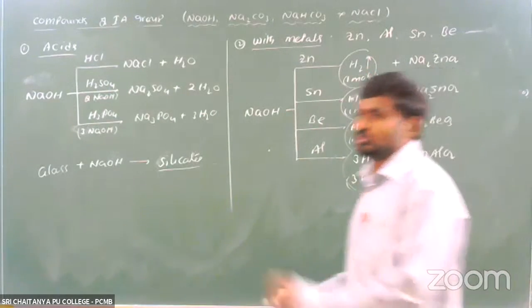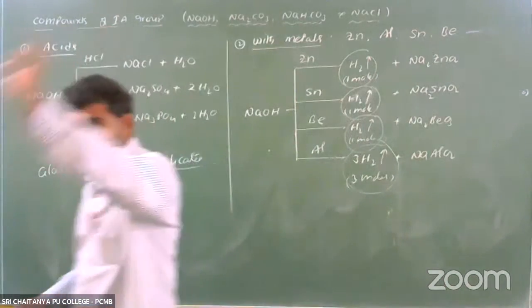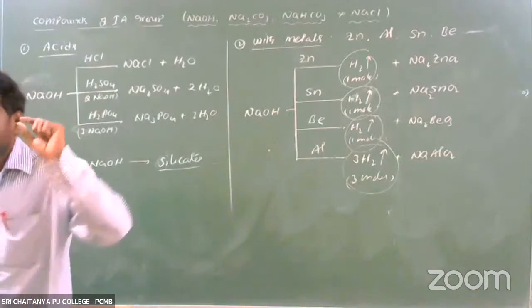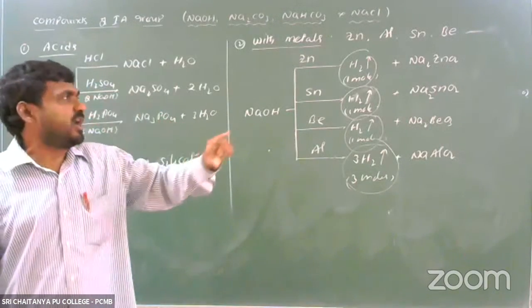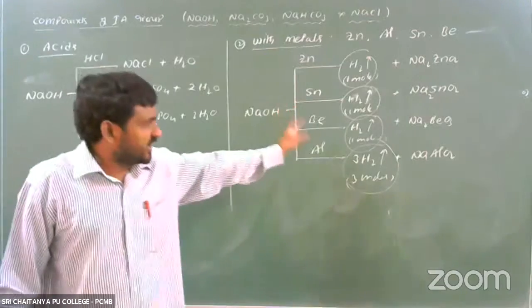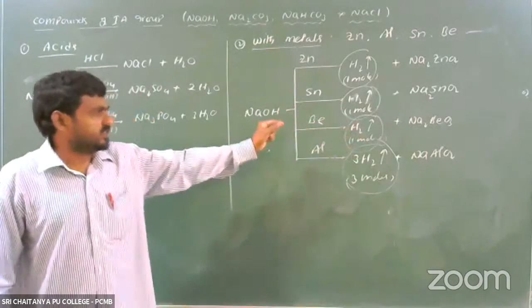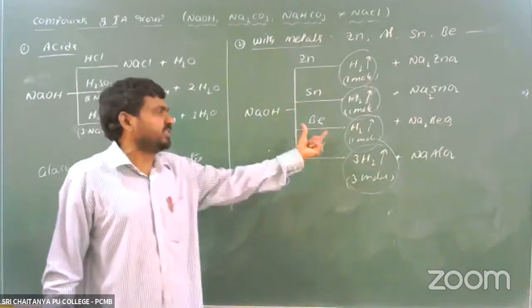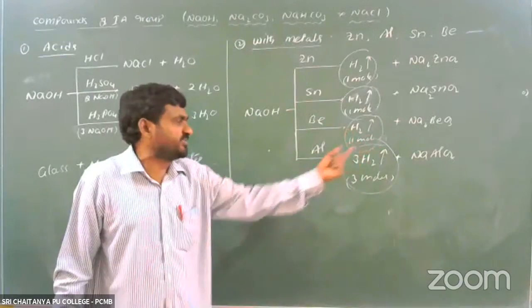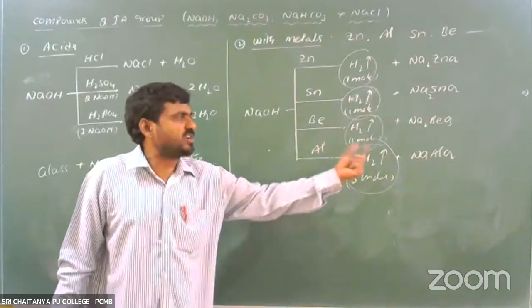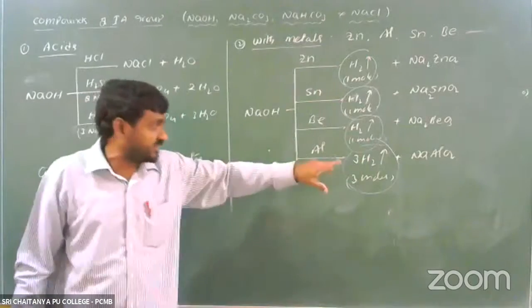1:3 ratio. So with the metals, it liberates hydrogen gas. With the zinc, sodium zincate is formed. With the tin, sodium stannate is formed. With the beryllium, sodium beryllate is formed. With aluminum, sodium metaaluminate is formed in aqueous state.